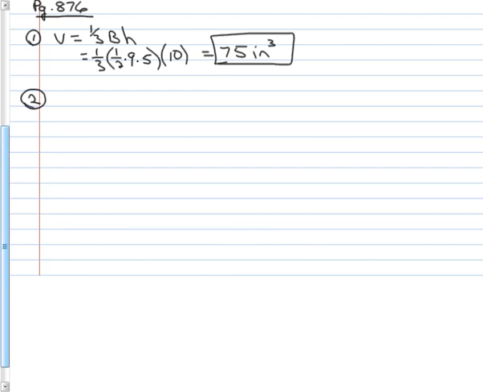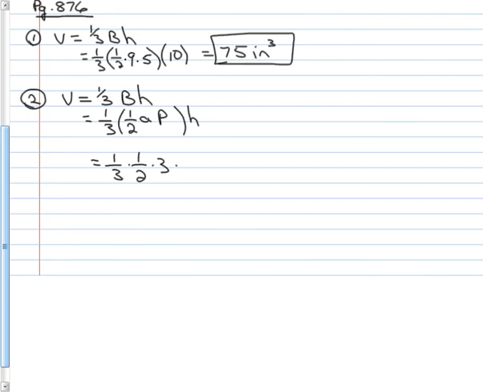Number 2. Volume is 1/3 area of the base times height. We have to figure out the area of the base of that pentagon. What's the formula for the area of that pentagon? 1/2 apothem times perimeter, times the height. So 1/3 times 1/2 times the apothem, which is 3. They even told us what it was. Times the perimeter, 22.